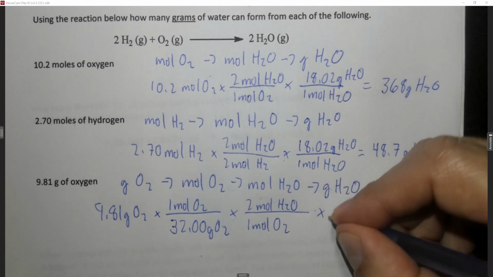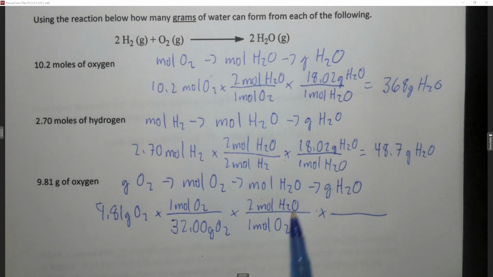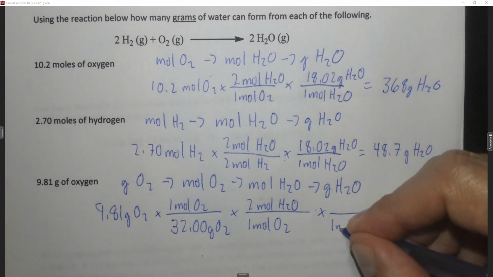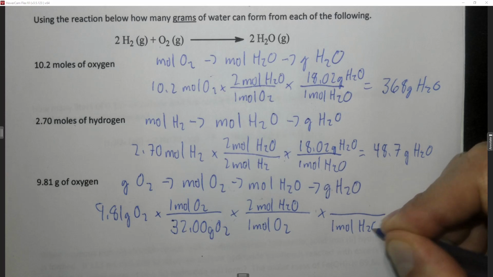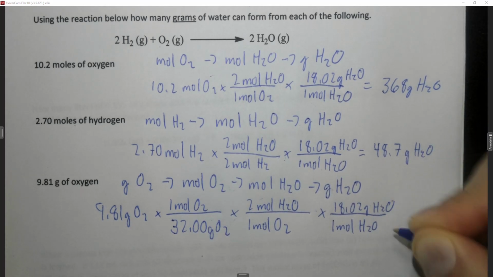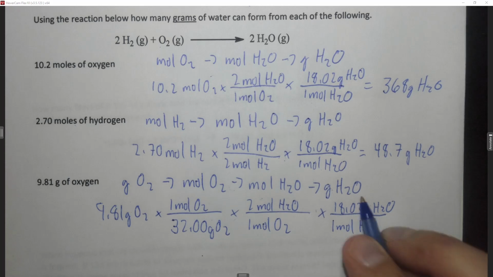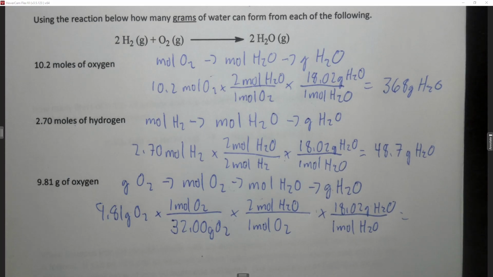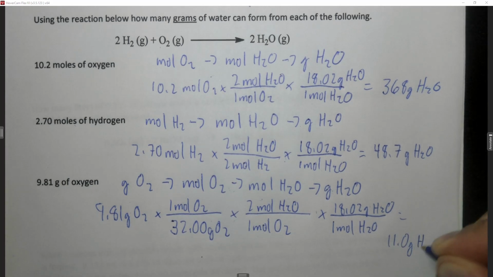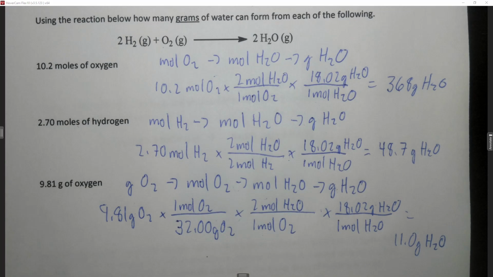Then we want to convert from moles of water to grams of water, which we've already done twice. So we put the mole of water on the bottom and the 18.02, the molar mass of water, on top. Multiply by the top, divide by the bottom, repeat until the end. And when you get done for this one, you'll find to 3 sig figs that you'll make 11 grams of water with all 9.81 grams of oxygen.